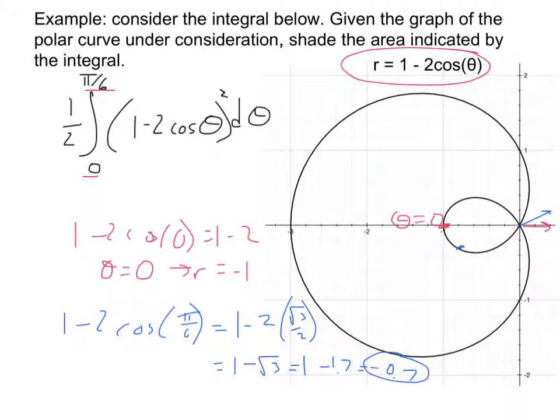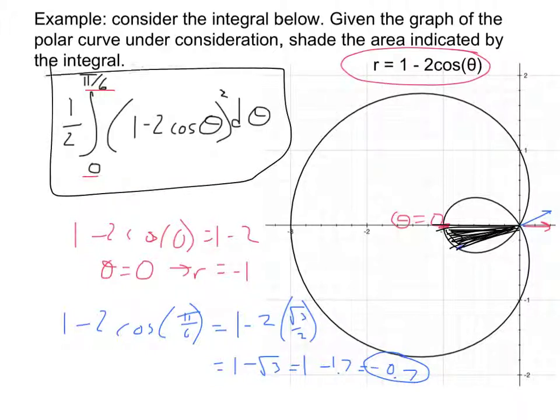So if I'm doing the integral from 0 to pi over 6, I'm radiating out from the origin, right? So we imagine going out from the origin over to 0 and radiating outward until we get to our stop point, and that little section right there is what's given by this integral.